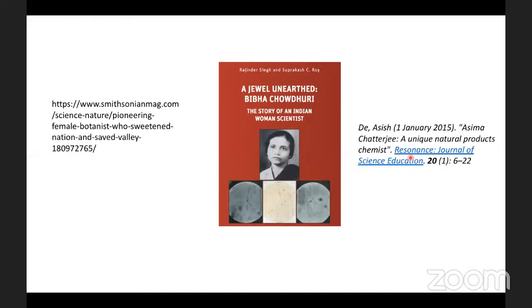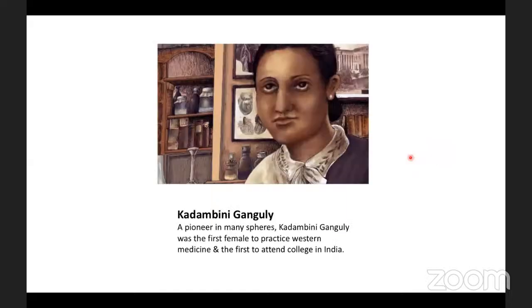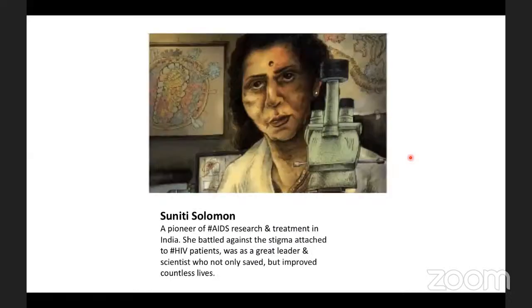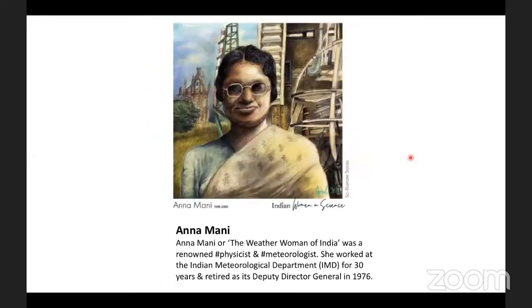I just wanted to show you some more pictures of women scientists that I did not talk about. This is Kadambini Ganguly. She's a pioneer in many spheres. Kadambini Ganguly was the first female to practice Western medicine and the first to attend college in India. This is Suniti Solomon, a pioneer of AIDS research and treatment in India. She battled against the stigma attached to HIV patients, was a great leader and scientist who not only saved but improved countless lives. This is Anna Mani.